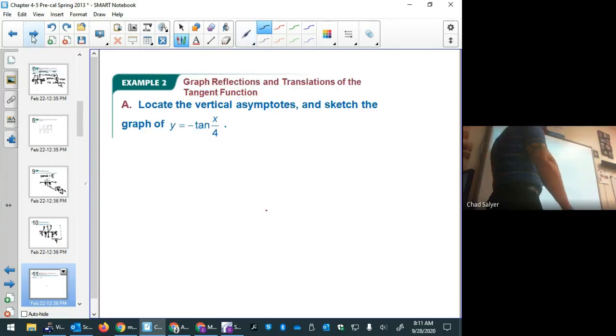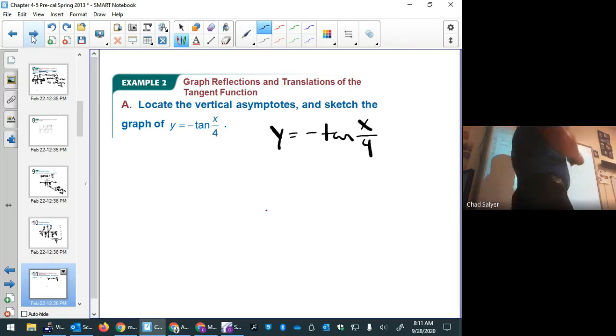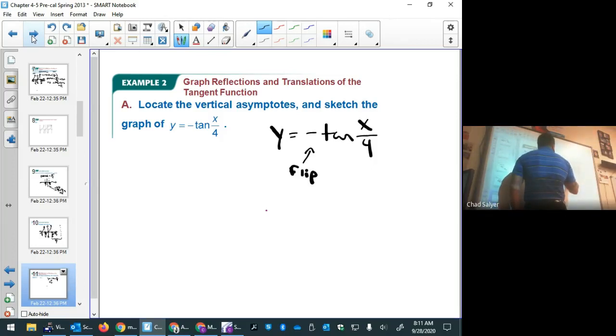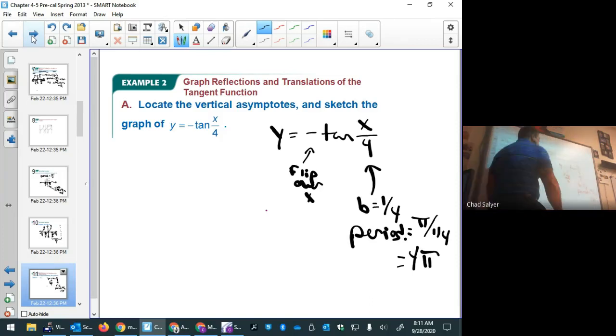Okay, locate the vertical asymptotes and sketch the graph of y equals negative tangent x over 4. So we've got two transformations taking place now. We've got a flip over the x, and we've got a b value equal to 1/4, and so our period is going to be pi divided by 1/4, which is 4 pi. So remember how I said the tangent was always increasing. So if we flip it over the x, that's going to be always decreasing. That'll be the only difference that manifests.